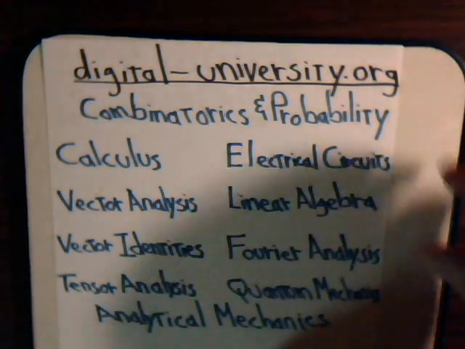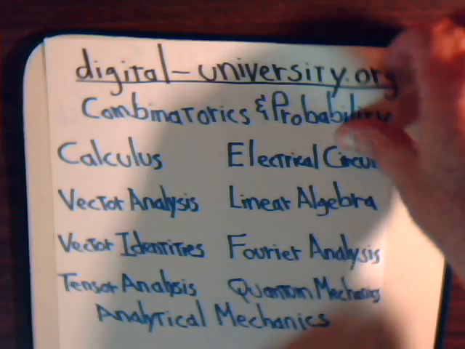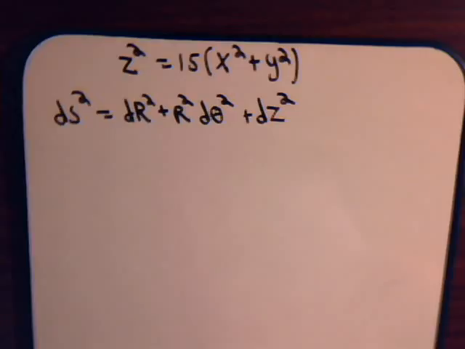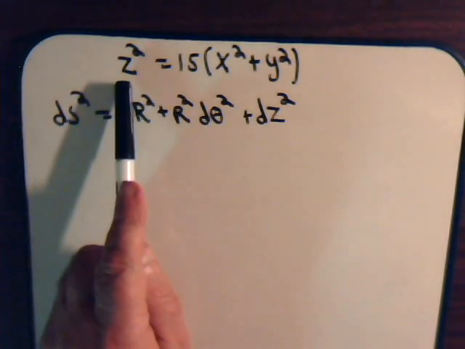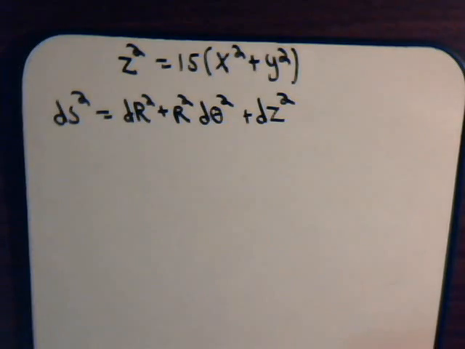At digital-university.org. In this video, we're not going to work a Lagrangian type problem. This is going to be another illustration, though, of the technique in calculus of variations. What we have is the equation of a cone, and we want to know what is the shortest distance between 2 points on the cone. And we're going to use cylindrical coordinates when we work the problem.